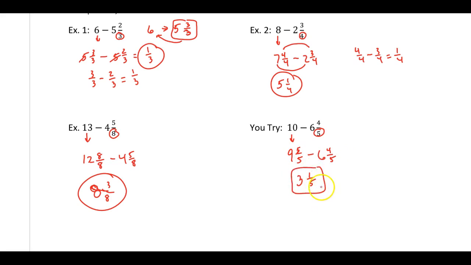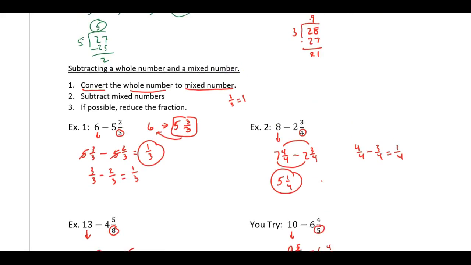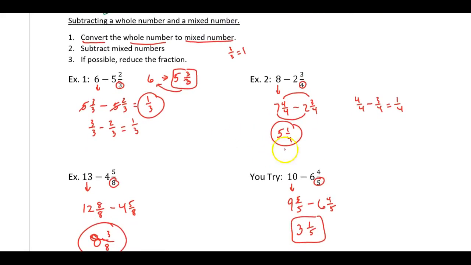And we are done. So again, when you follow the steps here, you have to convert the whole number to a mixed number by subtracting 1 and then using the denominator over the denominator, subtract the mixed numbers, and if possible, reduce. We didn't have to do this here, but we do have to look to reduce. Okay, so complete the odds on page 78 and 79. Check your answers, make sure you understand it, and then go back and do the evens.